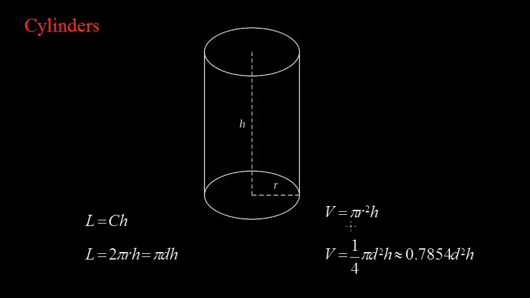Our volume then is the area of the base, pi r squared, times the height of the cylinder. Other forms we can find it in, right? 1/4 times pi times the diameter squared times height, where 1/4 times pi is about 0.7854. So this is an approximation of the volume.